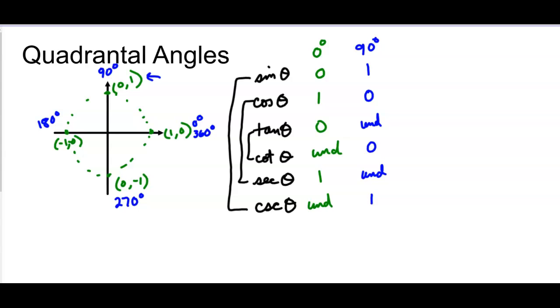And then let's go 270 degrees. Oh, no, I left out the 180. Don't do that. Okay, 180 degrees. And so now we're over here at this point where we have (-1, 0). And so sine is going to be 0. And then cosine is going to be negative 1. And then tangent is going to be 0. Cotangent is going to be undefined. Secant is going to be negative 1. And then cosecant is also going to be undefined.